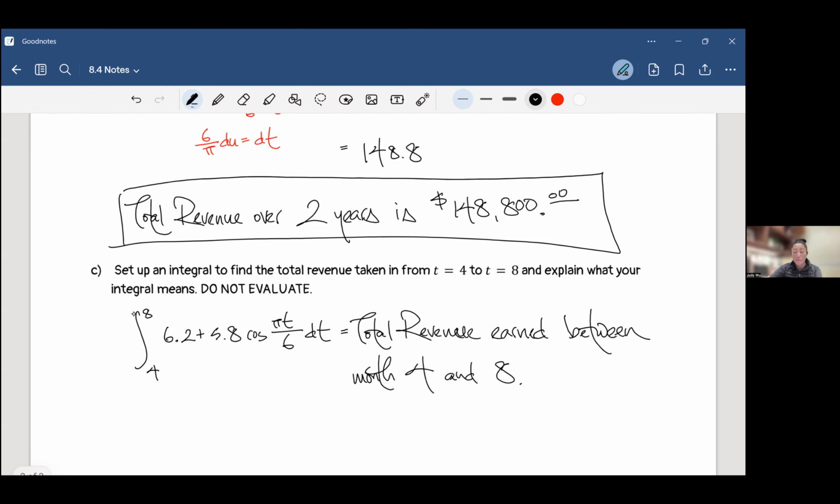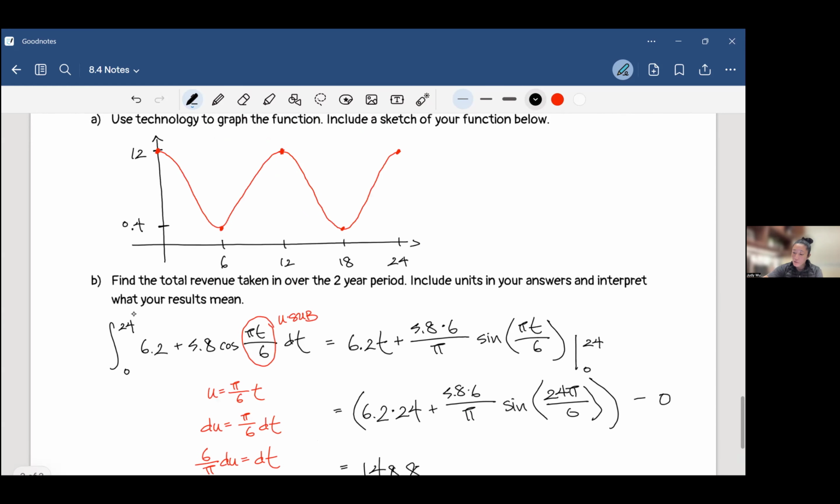Okay, now if we go back to our graph for a moment, months 4 to 8 are going to be somewhere in here, right? So we're looking for that area right there. That's going to tell us how much money we brought in altogether.